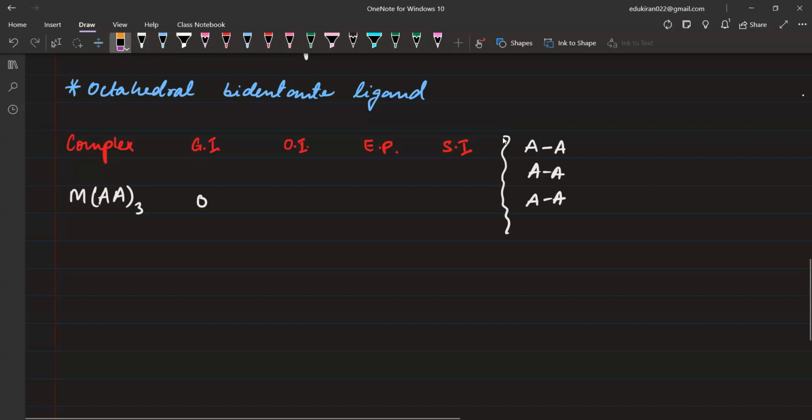For stereoisomers, in this case, for optical isomers, we have to actually look at the compound. See, metal atom. Now, please also understand that these 2 bonds are inside the plane. And these two bonds are outside the plane.